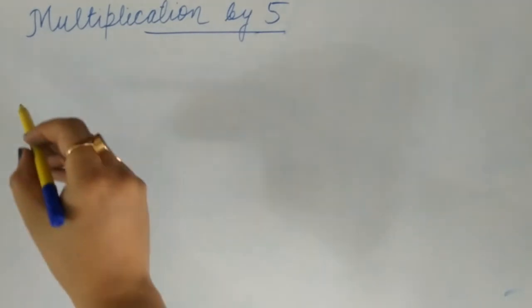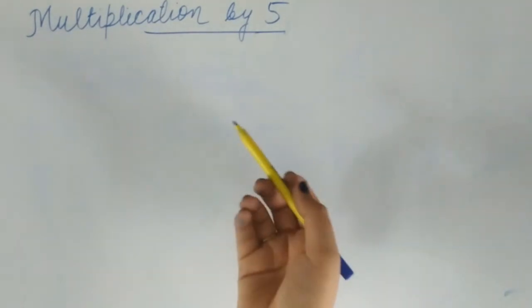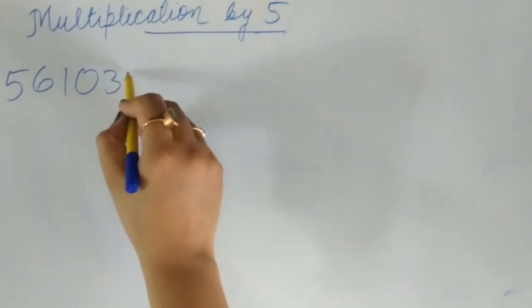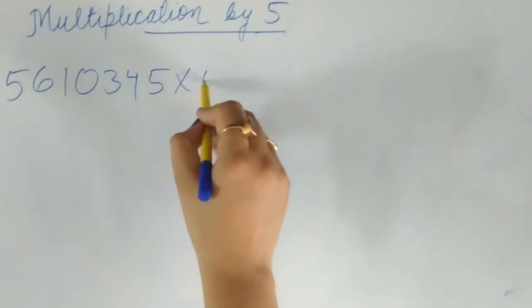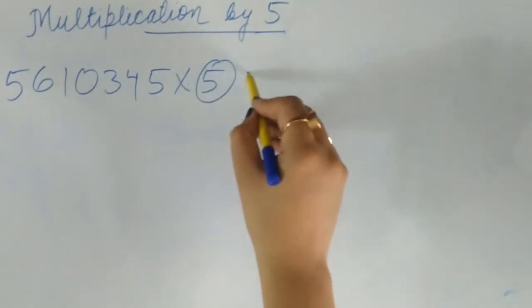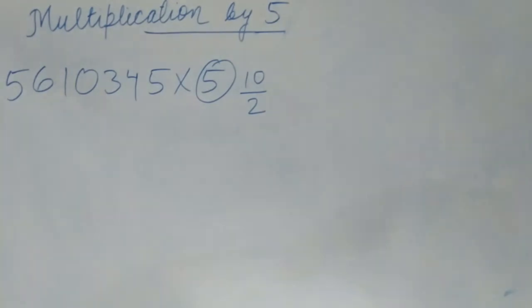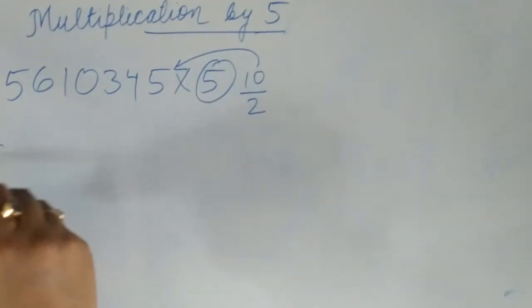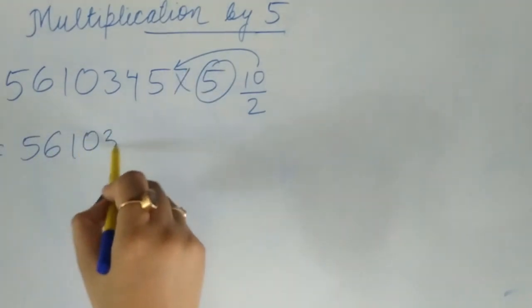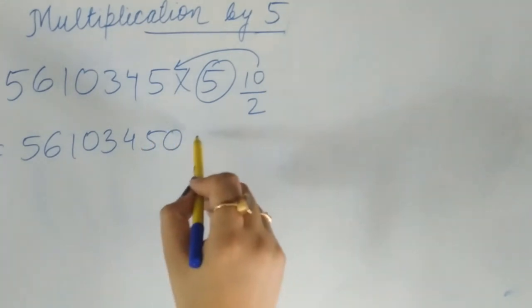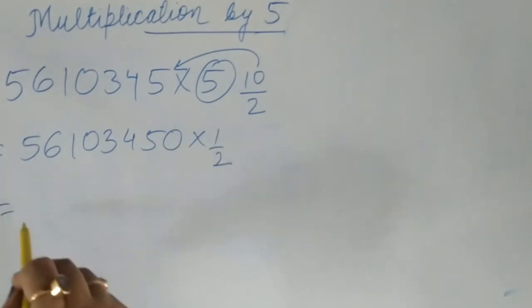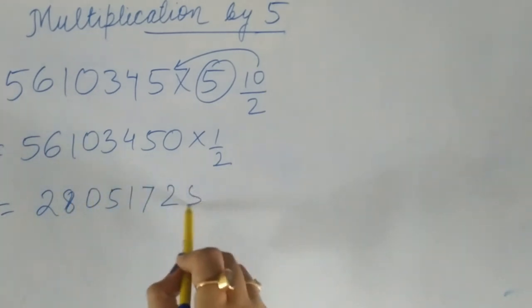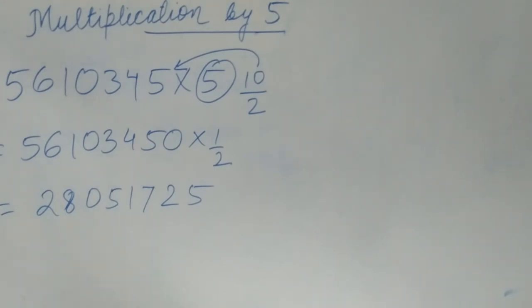Now let's take another number where the last digit, that is the units place, is odd. So we have 5610345 multiplied by 5. So instead of this we can write 10 divided by 2. In this method, first we have to multiply this number by 10, which will give us 56103450, and then divide by 2. So it will be 28051725. That's all. It's so easy.